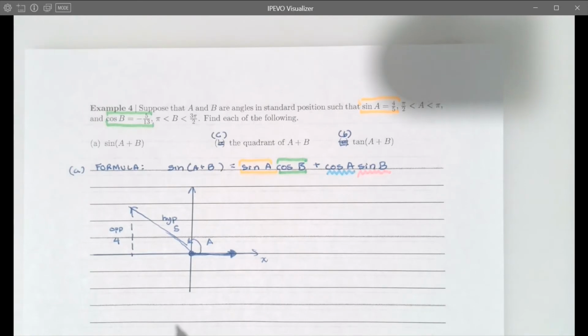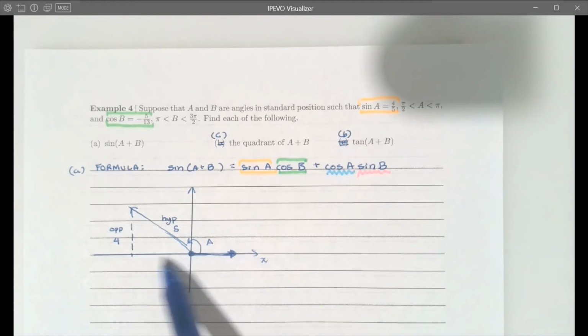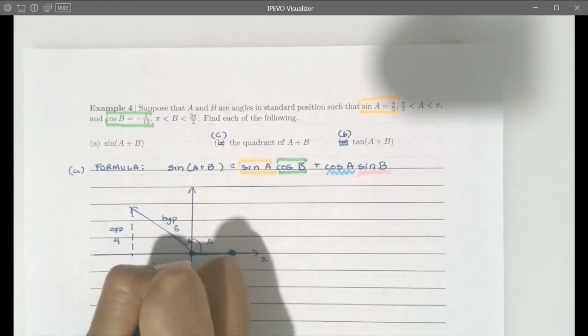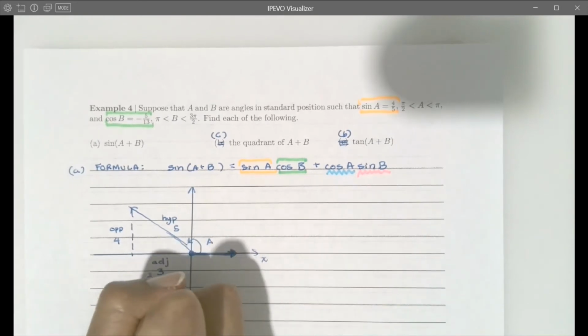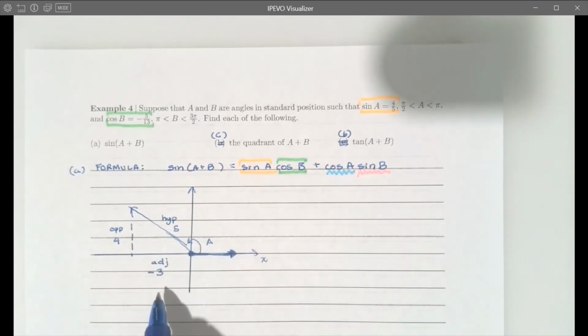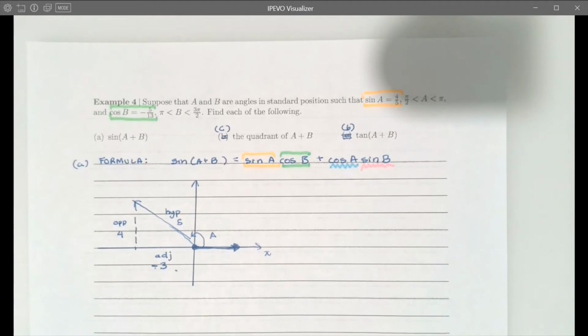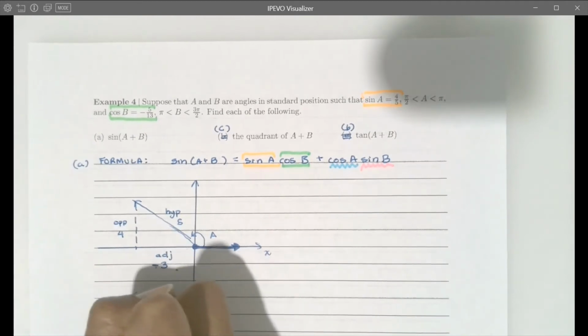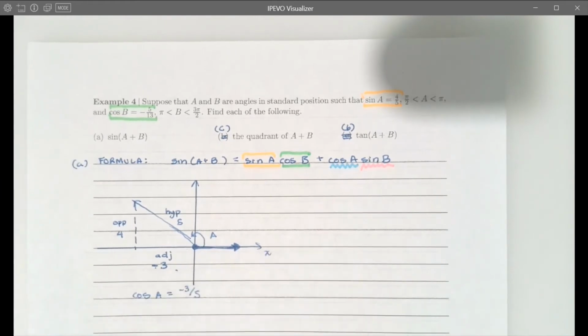Right, so what are we missing in terms of angle A? We're missing cosine of A, which means we're going to need the adjacent side. Okay. If you do a little Pythagorean theorem, you'll find that the adjacent side will be 3, but we're going to add that negative because we're going in the negative x direction. And so that tells us that cosine of A will be a negative 3 over 5.